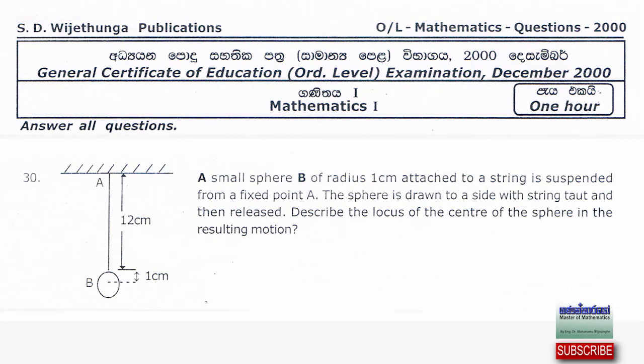The last question, question number 30. A small sphere B of radius 1 centimeter attached to a string is suspended from a fixed point A. The sphere is drawn to a side with a string taut and then released. Describe the locus of the center of the sphere in the resulting motion.